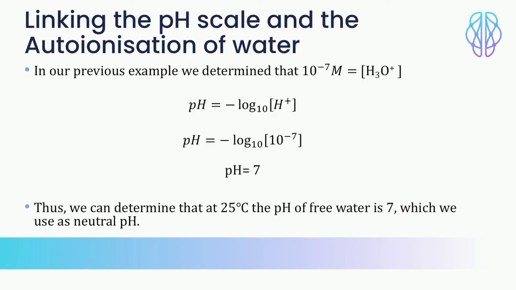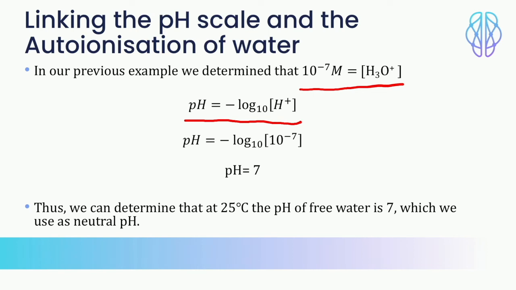So now we'll combine these two concepts that we've learned. The first association that we made is that the concentration of hydronium, so H3O plus, in pure water is 10 to the power of minus 7 moles per liter. The second association we made was that to figure out the pH, we put it into this equation, negative log base 10, concentration of H plus.